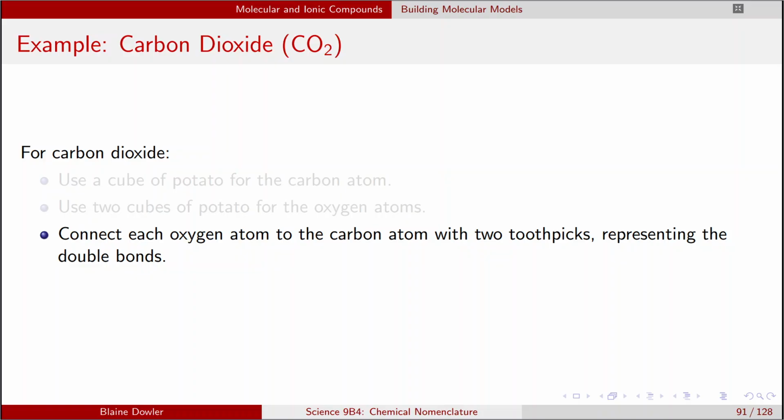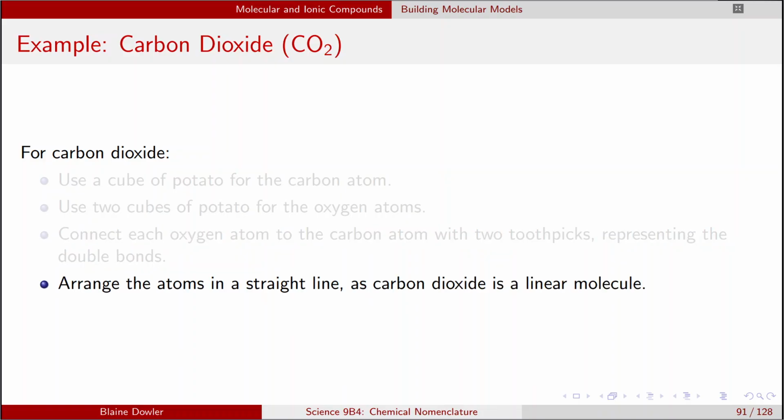That 2 minus in oxygen says it wants to connect to 2 other electrons. Carbon likes to have 4 electrons shared, so it shares 2 with oxygen and vice versa. Arrange the atoms in a straight line because carbon dioxide is a linear molecule, meaning it looks like it's in a line.